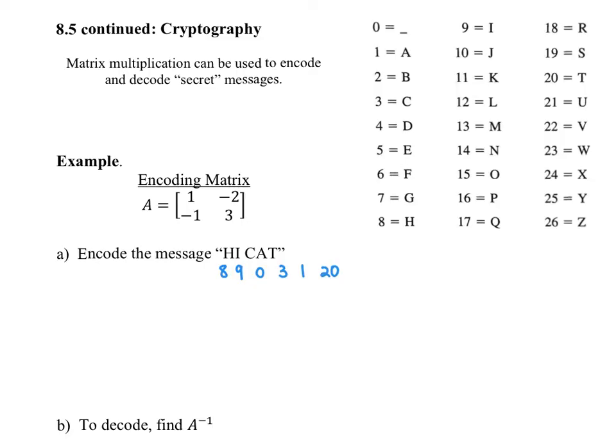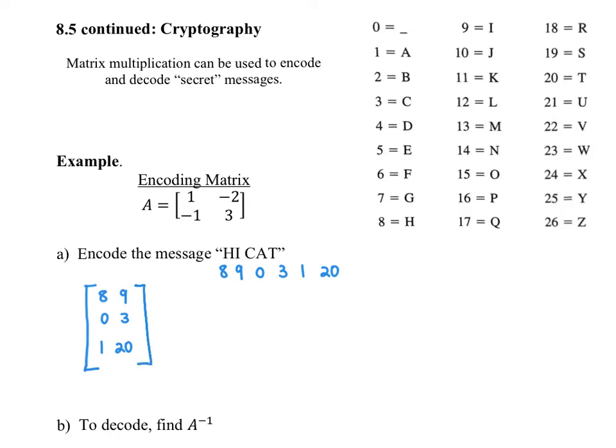Now I have an encoding matrix. This is the matrix that I'm going to use to put this into code. Because my encoding matrix is a 2x2 matrix, when I rewrite my secret message, I'm going to put it into 2 columns. I'm going to put those numbers in order going from left to right: 8, 9, 0, 3, 1, 20. And if there had been an extra space here, I would have just put zeros in all the blank spaces.